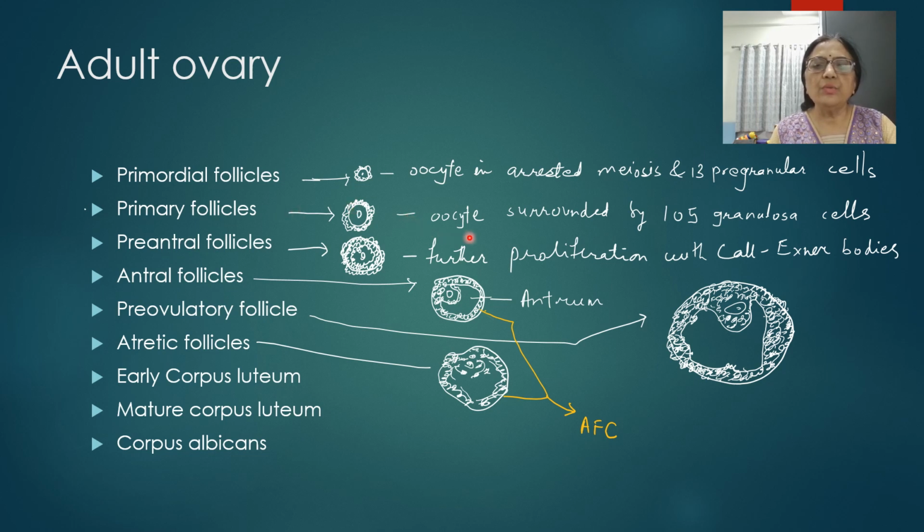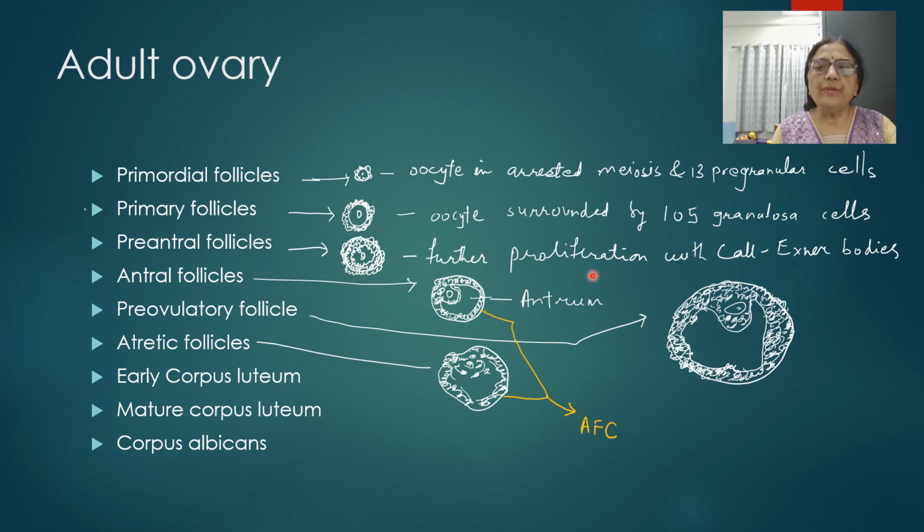Primary follicle is an oocyte which is surrounded by granulosa cells. The latest study has shown that the number of cells surrounding this oocyte in the primary follicle is slightly larger than in the primordial follicle, and the number of surrounding cells also is more. Further follicular development takes place and then the primary follicle gets converted into preantral follicle. Preantral follicle is bigger than primary follicle, but still there is no cavity or antrum in that.